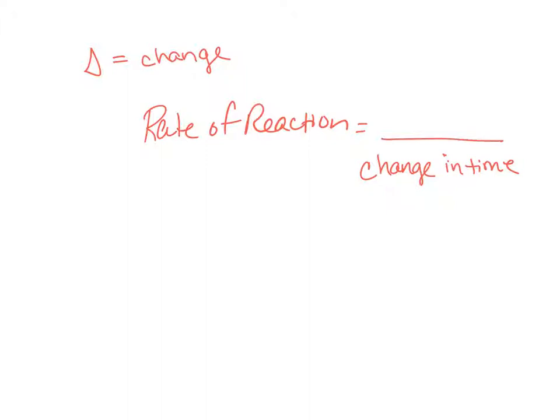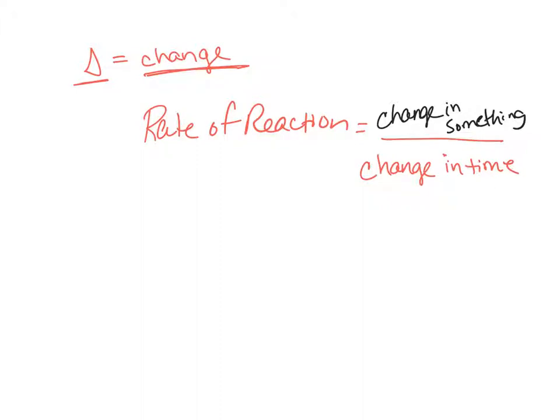So first of all, during this unit, we're going to be talking a lot about change, and we use a triangle to symbolize change. It's the Greek symbol delta. So how do we measure the rate of a reaction? Because it's how fast something's happening, we're going to be measuring the change in something over the change in time.